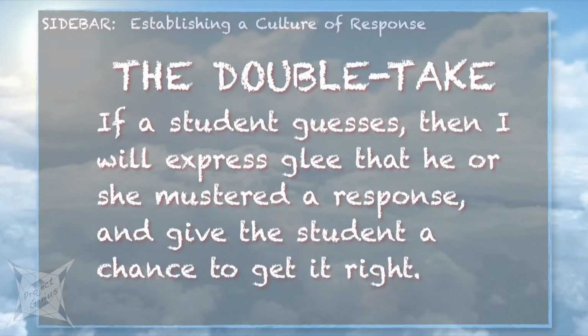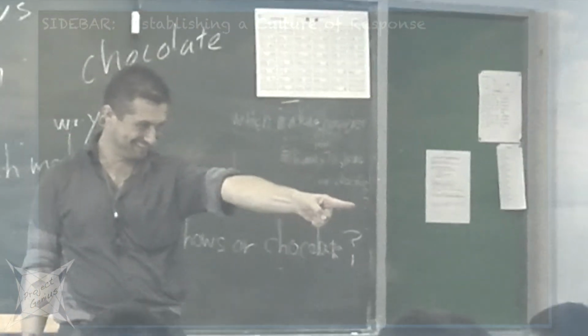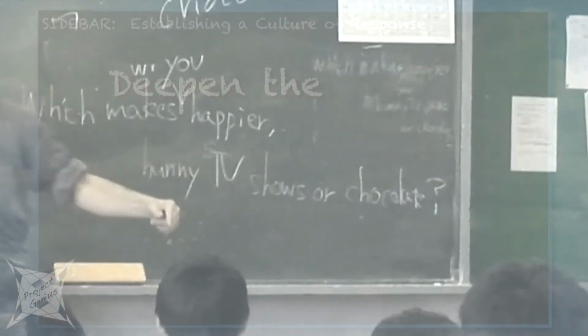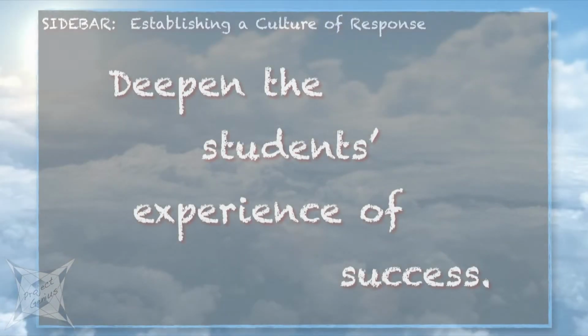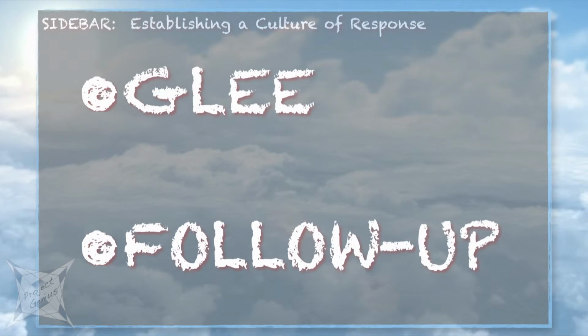If a student guesses and gets it wrong, then I will express glee that he or she mustered a response, but I'll also correct the error and come back to that student with a similar prompt and give the student a chance to get it right. This fifth gambit has to do with following up and rewarding a student's willingness to meet you halfway. You want to fully exploit the response that you get to deepen and broaden the student's experience of success. The two key elements to executing the double take are glee and follow-up.